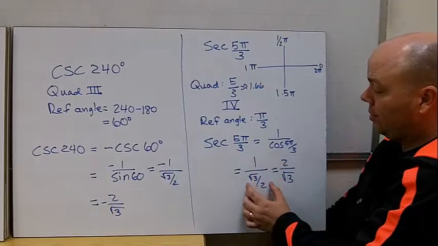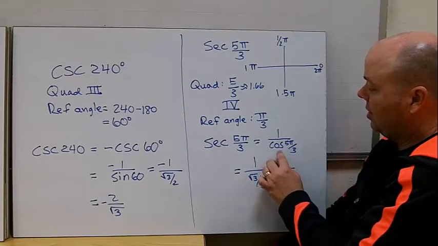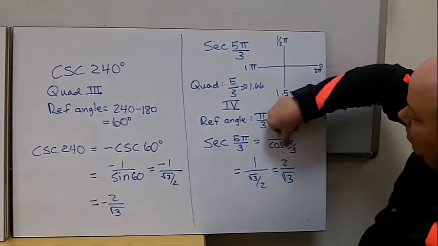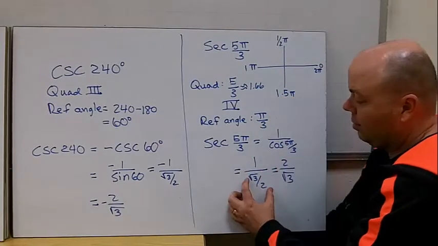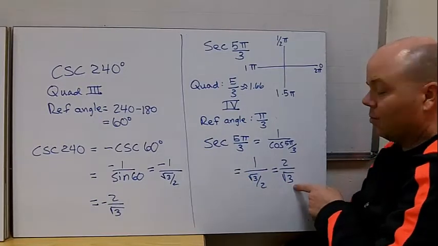Cosine of 5 pi over 3 would be the same as the cosine of pi over 3. So cosine of pi over 3 is square root of 3 over 2. Find the reciprocal of that, and it's 2 over root 3.